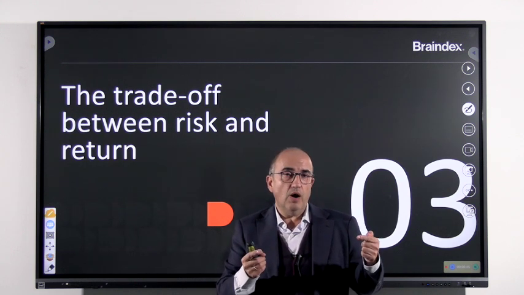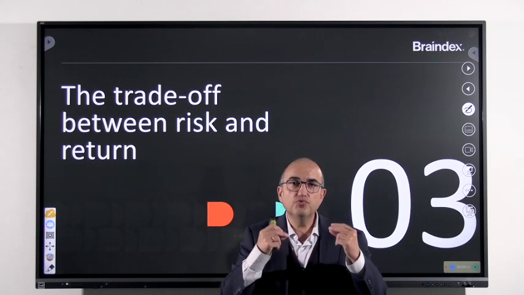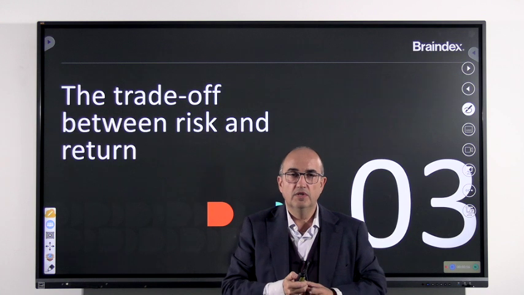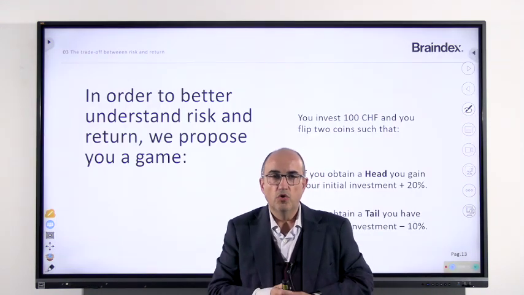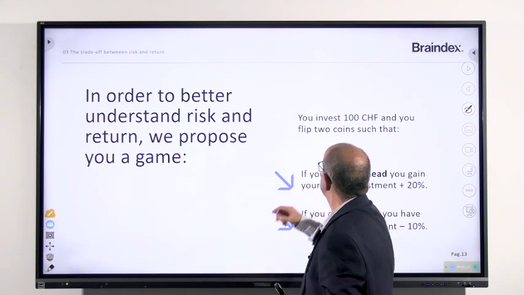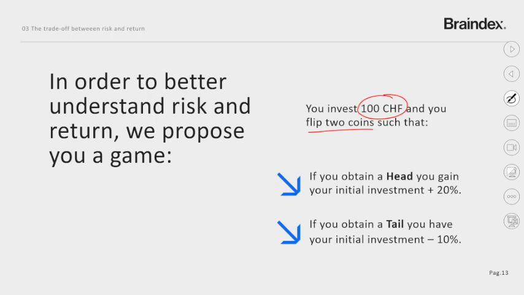And what we do now is propose a game. Let's flip 2 coins and see the results. You invest 100 Swiss francs and you flip 2 coins. If you obtain a head, you get your initial investment plus 20%. But if you obtain a tail, you obtain your initial investment minus 10%.